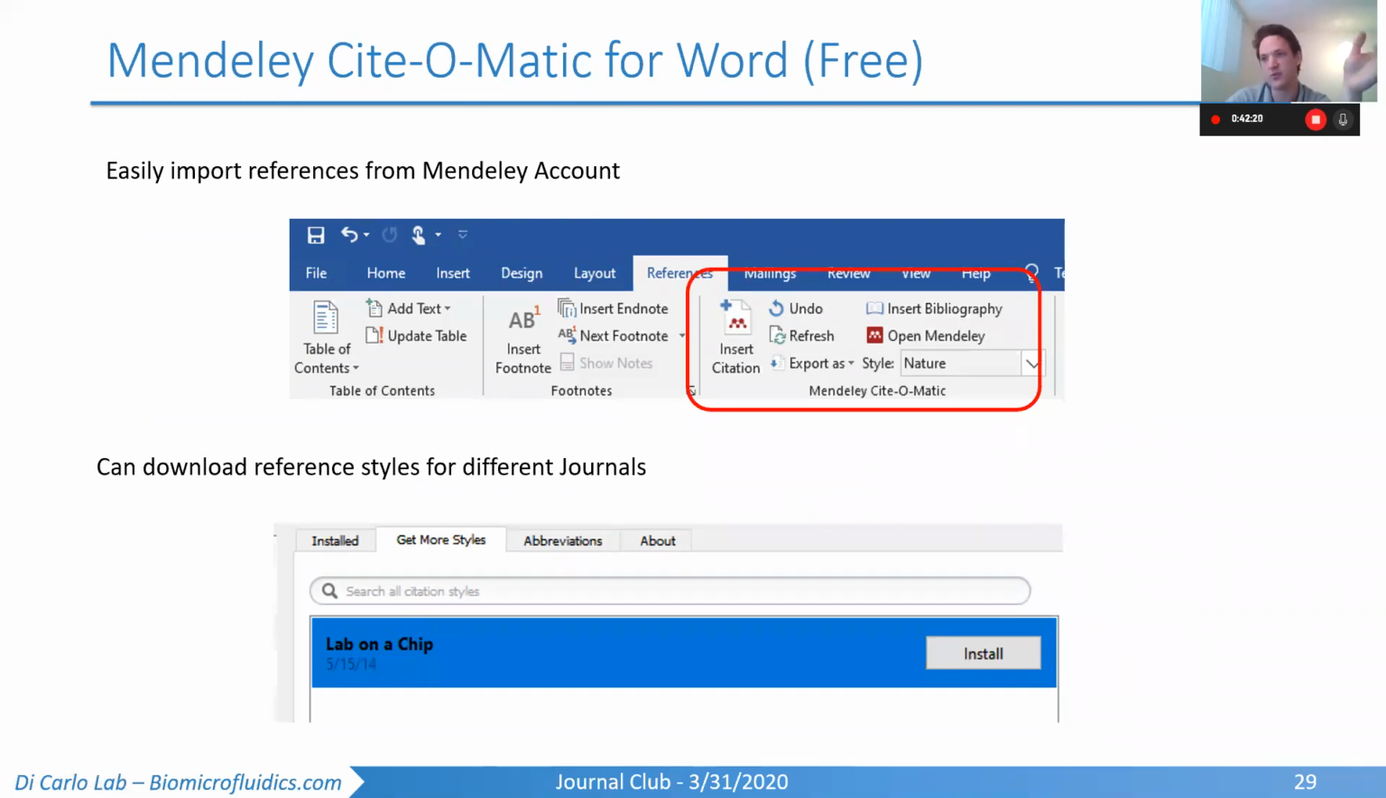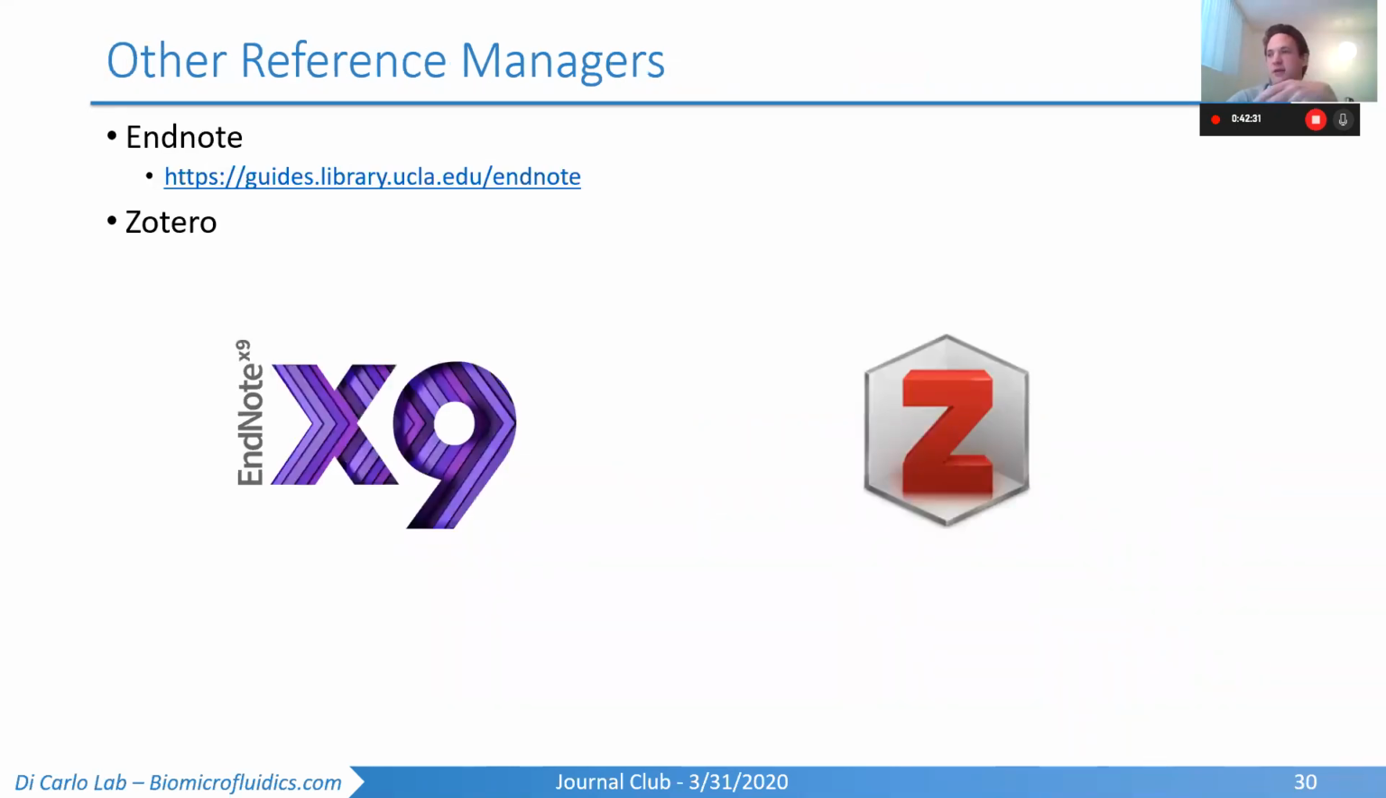So say, for example, you want to submit to Lab on Chip, you can actually download the formatting style for that journal so you don't have to edit it yourself. Other examples include EndNote, Zotero, and I don't have as much detail on this, but you can definitely Google this and find more information.